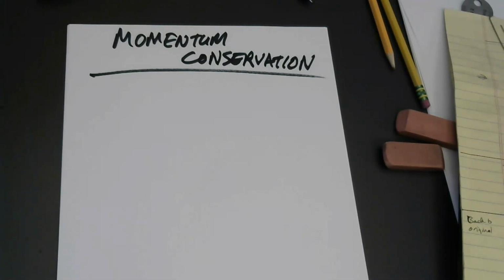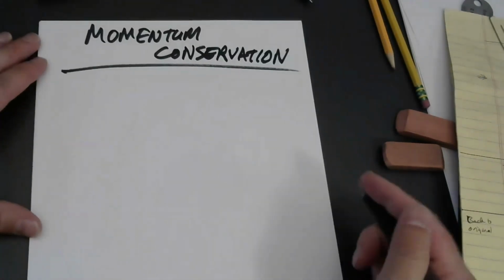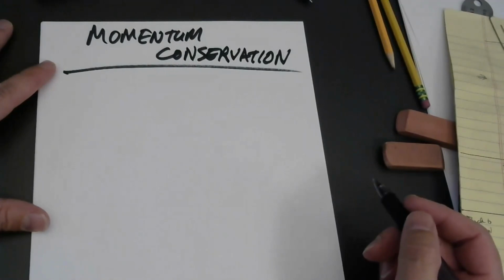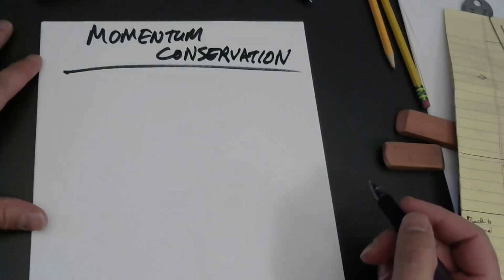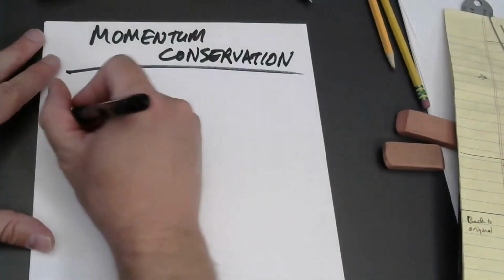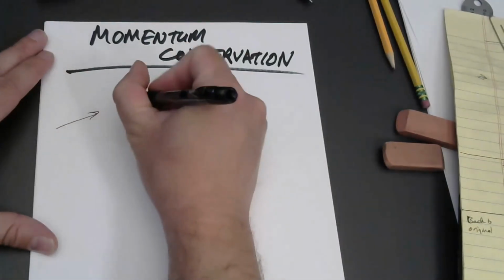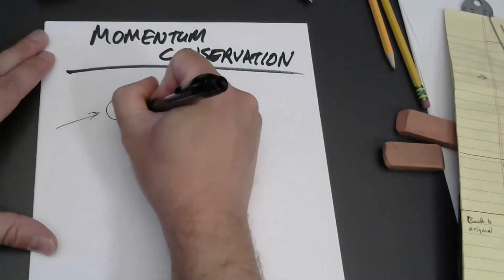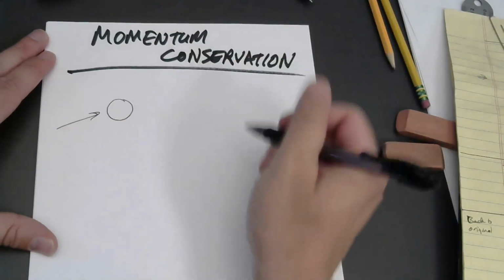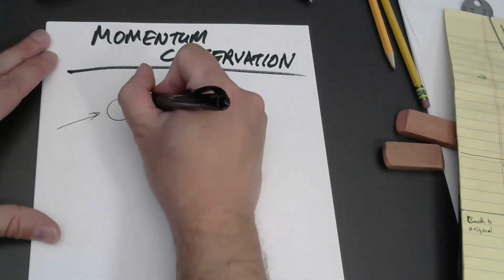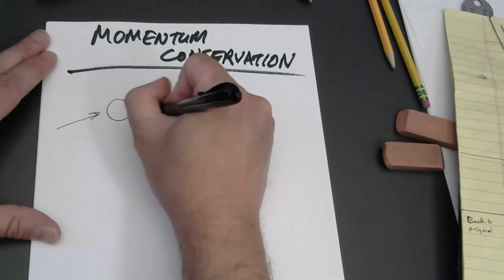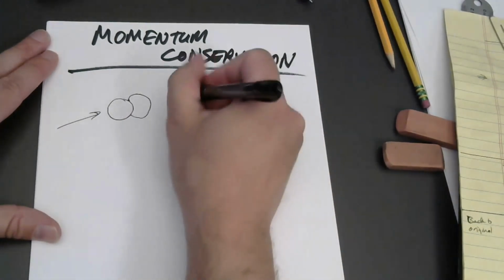We've already looked at the conservation of mechanical energy for situations where there's no non-conservative forces acting. Now we're going to look at a different conserved quantity. And our starting point is to examine an isolated interaction between two masses. So the simplest way to think about it would be two clumps of mass colliding. So here's a clump of mass colliding into another clump of mass.